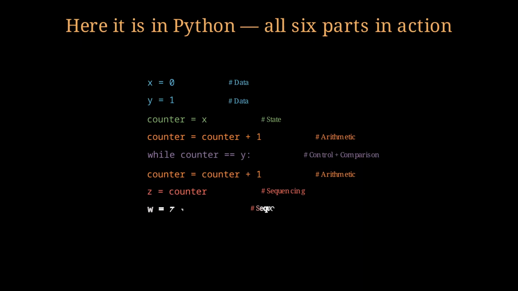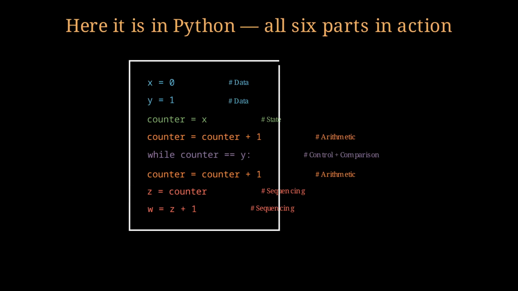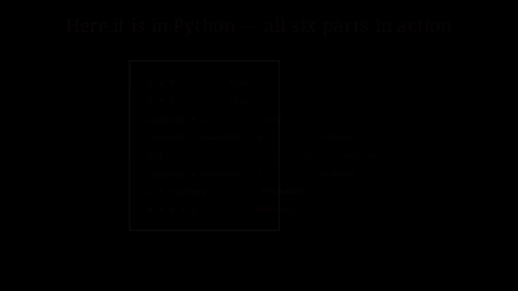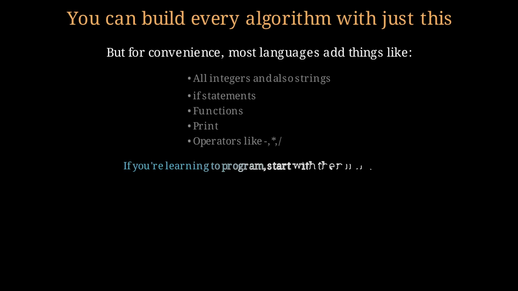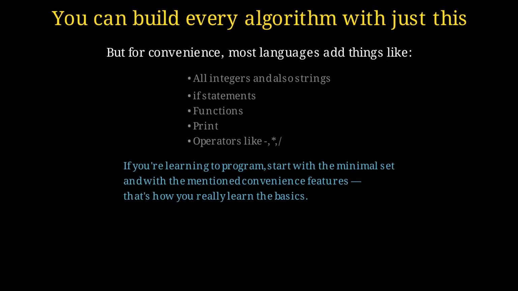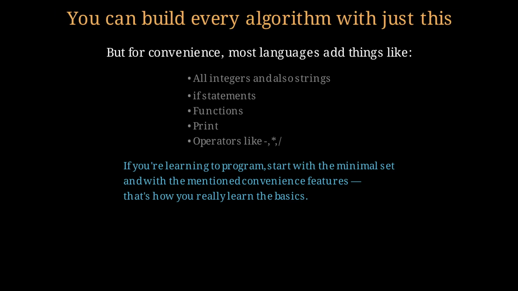Practical extensions. Now, you can build every algorithm with just these 6 pieces. But for convenience, most programming languages add helpful features like strings, if statements, functions, print statements, and more arithmetic operators. These make programming easier, but they're built on top of our 6 fundamentals, your foundation.